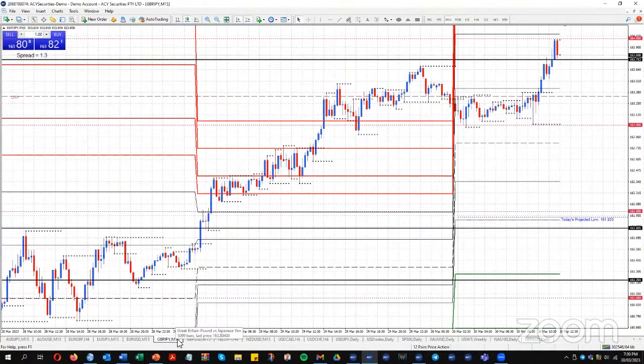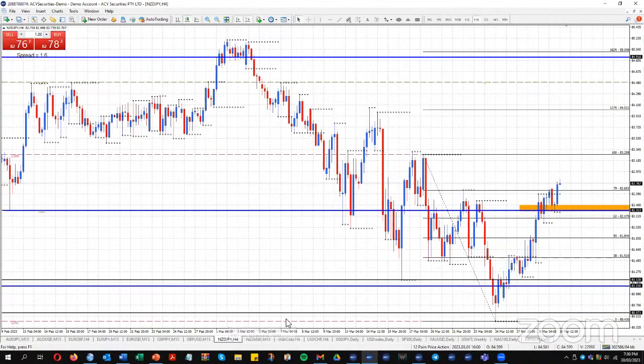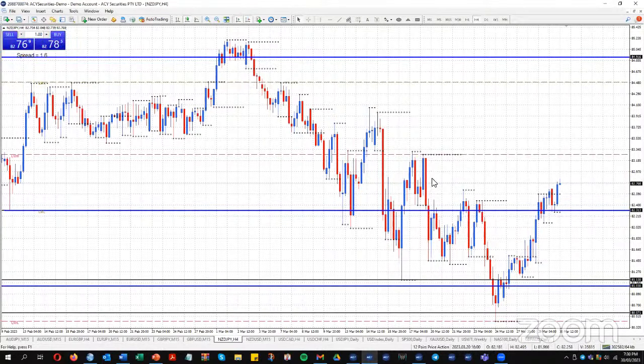Pound yen, covered the pound crosses already. Pound dollar had a nice trade down. New Zealand yen, now it's not wanting to hold at this weekly resistance level. It actually became a little bit of support today. So we are trading within last week's range.